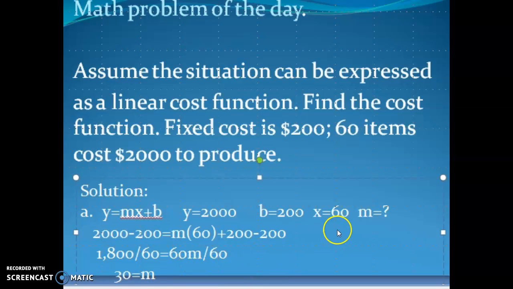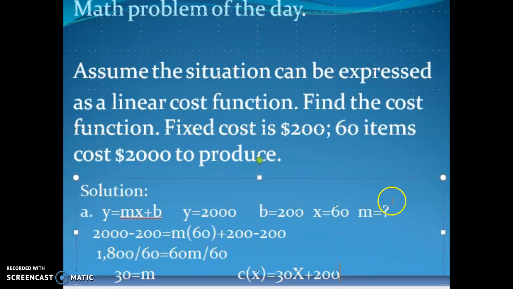So now your cost function will be, let's say, c of x is our cost function. C of x is equal to your slope, which is 30. So 30 times x. We'll just be rewriting it in a y equals mx plus b. So 30x plus your y-intercept is 200.